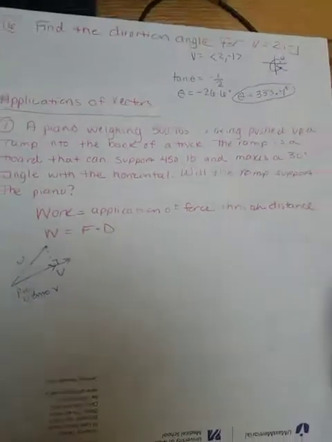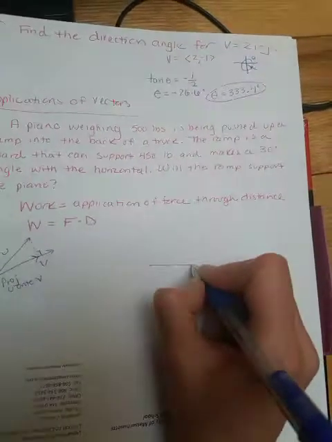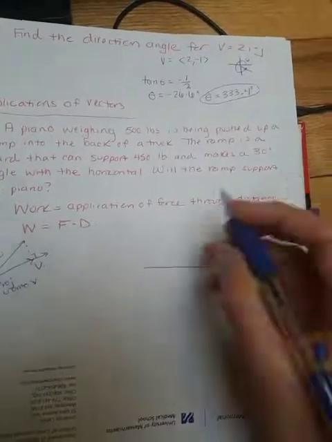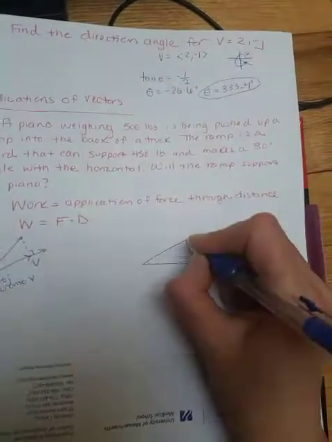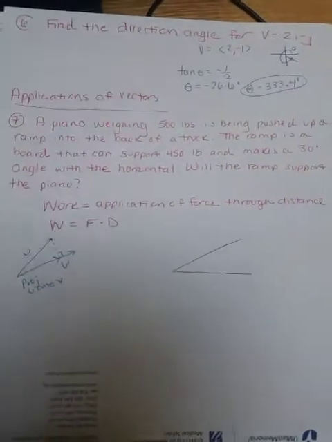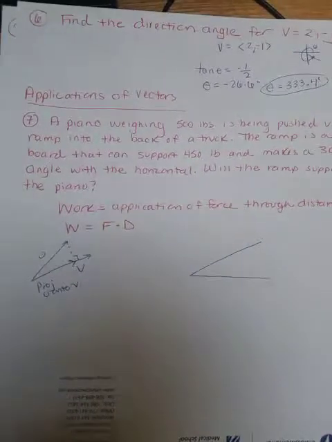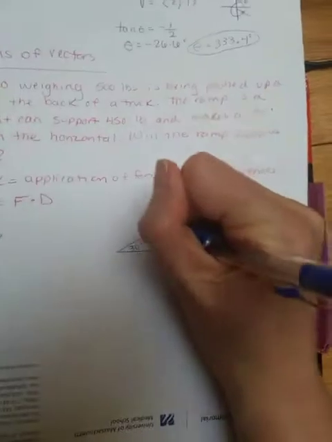Okay, so let's draw a picture of what's going on here. So we have the horizontal, and then we have this ramp. And we know that the piano is 500 pounds and the ramp can support 450 pounds, and it's a 30-degree angle with the horizontal. So here's my 30 degrees. All right, and so you have this piano going up a ramp.